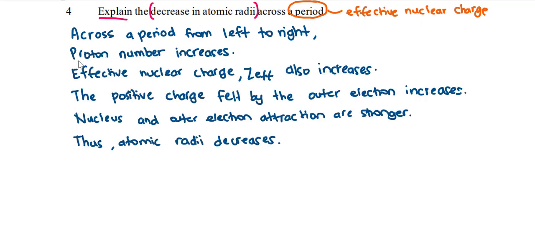Okay, so the proton number increases, effective nuclear charge also increases, the positive charge felt by the outer electron increases, so the attraction between the nucleus and outer electrons gets stronger. Thus, that's why the atomic radii decrease across a period from left to right.